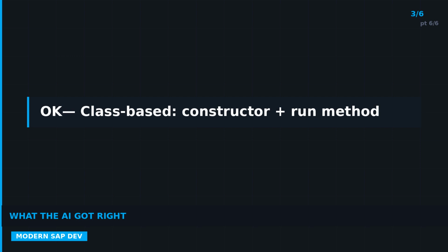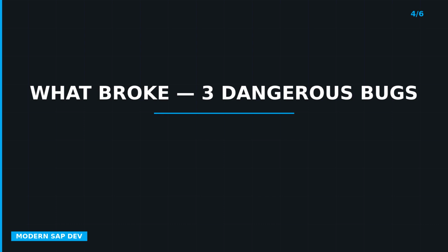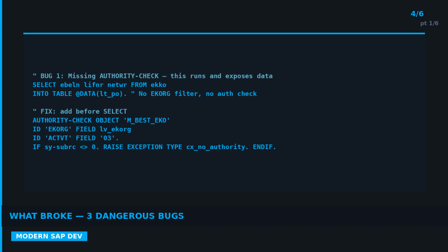Problem 2. Select inside a loop. The vendor summarization logic runs a select for each vendor in a loop. On the demo system with 50 rows, it's invisible. In a production client with 200,000 open POs across 3,000 vendors, that's 3,000 database round trips where one would do. This is the classic N+1 problem, and it's the kind of thing that brings a batch job from 2 minutes to 4 hours. Again, it compiles. It passes syntax check. It goes through QA on a small dataset and nobody notices.